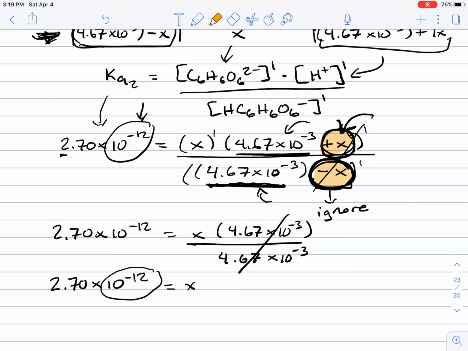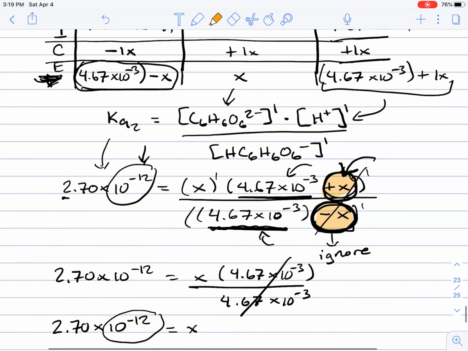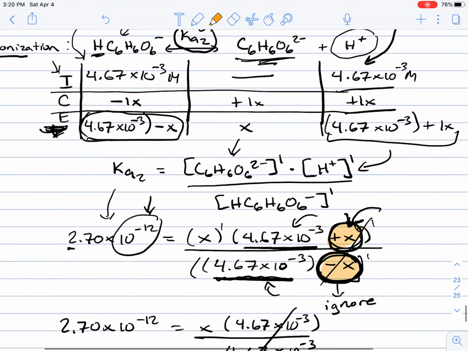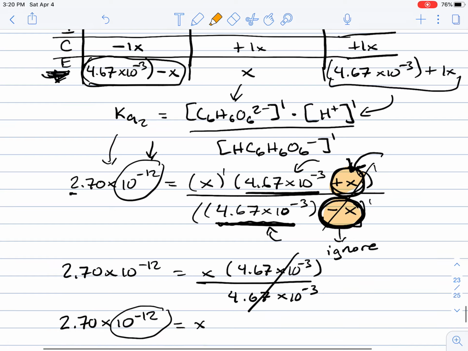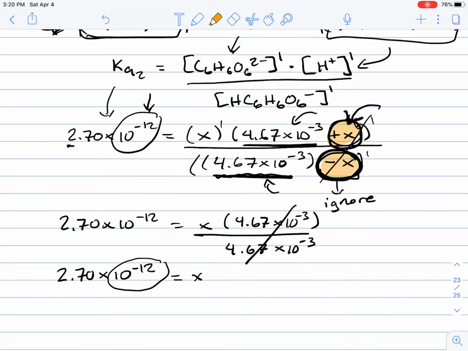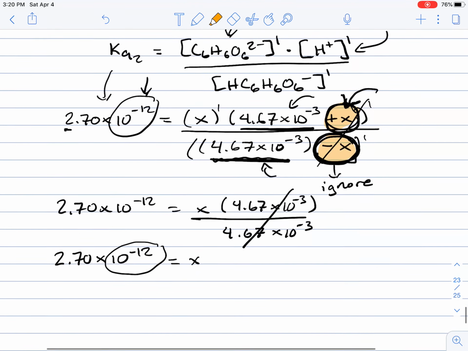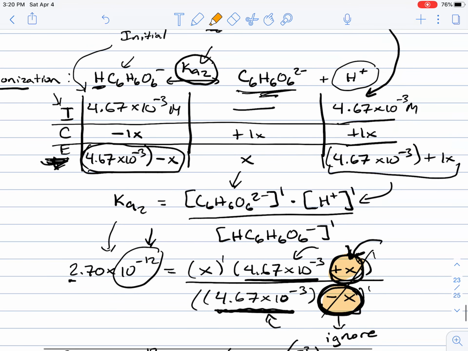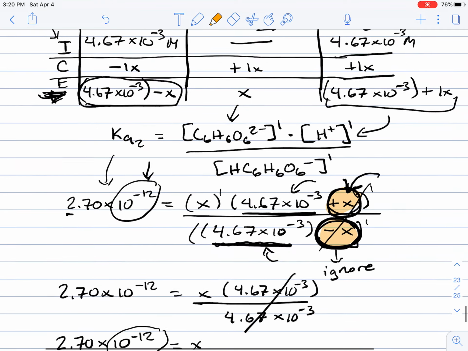So it's still going to be 4.67 times 10 to the negative 3. And so that's not a lot of change that's occurring. So it turns out that since there's not a lot of change occurring, the initial values that we put into our ice table are going to be the equilibrium values after the second ionization of the acid occurs.